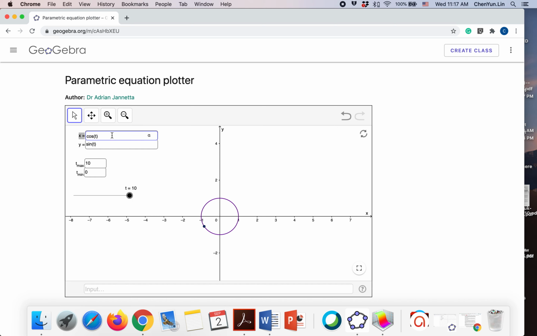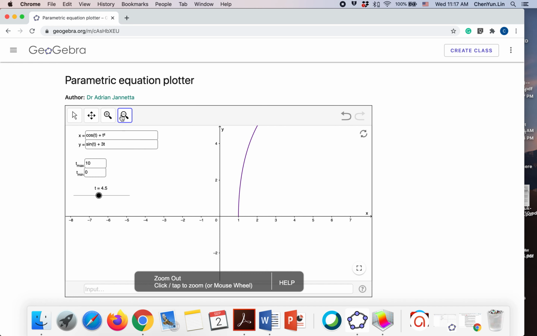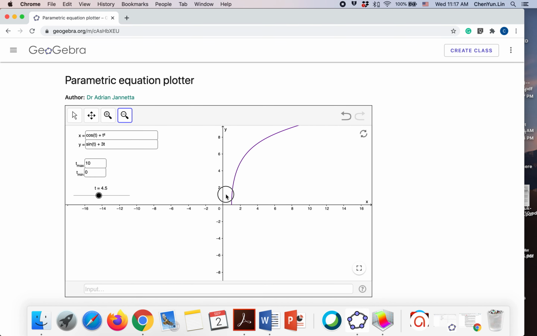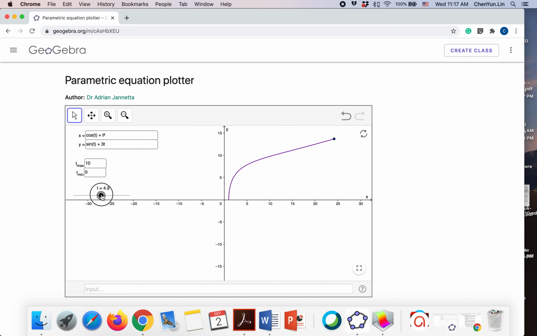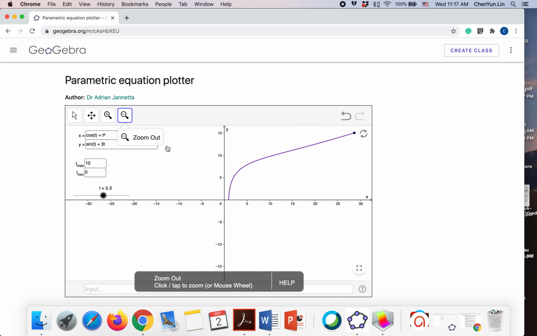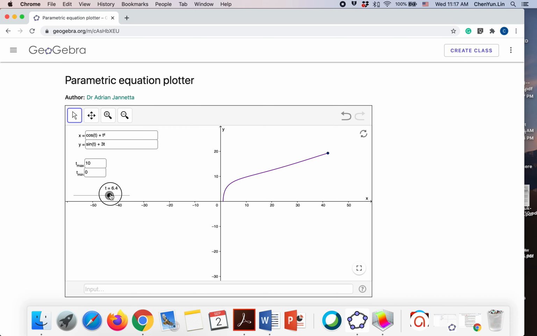Let's do something more interesting. Let's do plus t squared, and let's do plus 3t and see what happens. Okay, so it starts from here and goes way up. I can't see where it is, so let's zoom out. Zoom out. You can see that it travels like that and goes away. Let's zoom out again, and it goes like that. You can see that's how it moves.